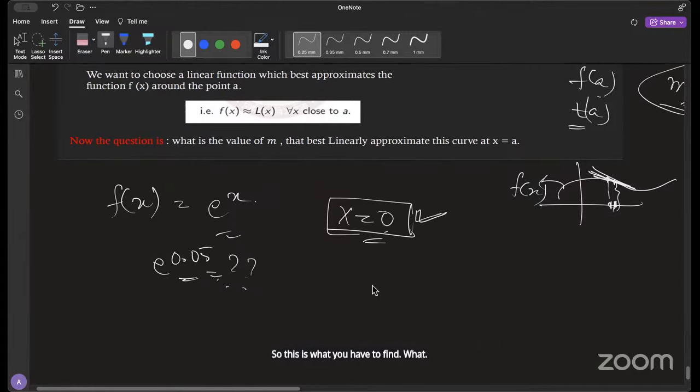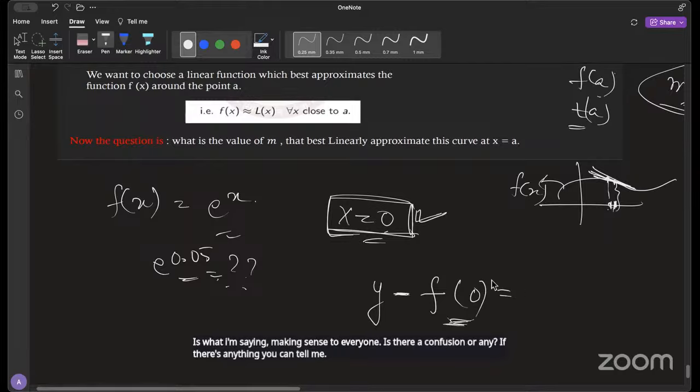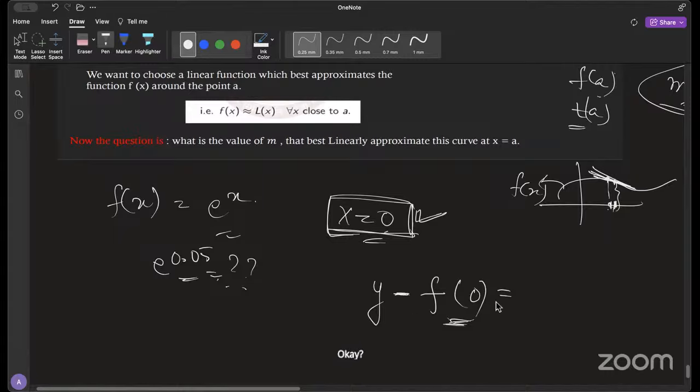What you do is, first you take y minus f(0), right? Because we're doing the linear approximation at 0. We're approximating it by the tangent at 0, right? So you'll do... Is what I'm saying making sense to everyone? Is there any confusion? If there's anything, you can tell me. Okay. So this is y minus f(0). And here you'll have x minus 0, right? And here, what do you take? The slope, right?